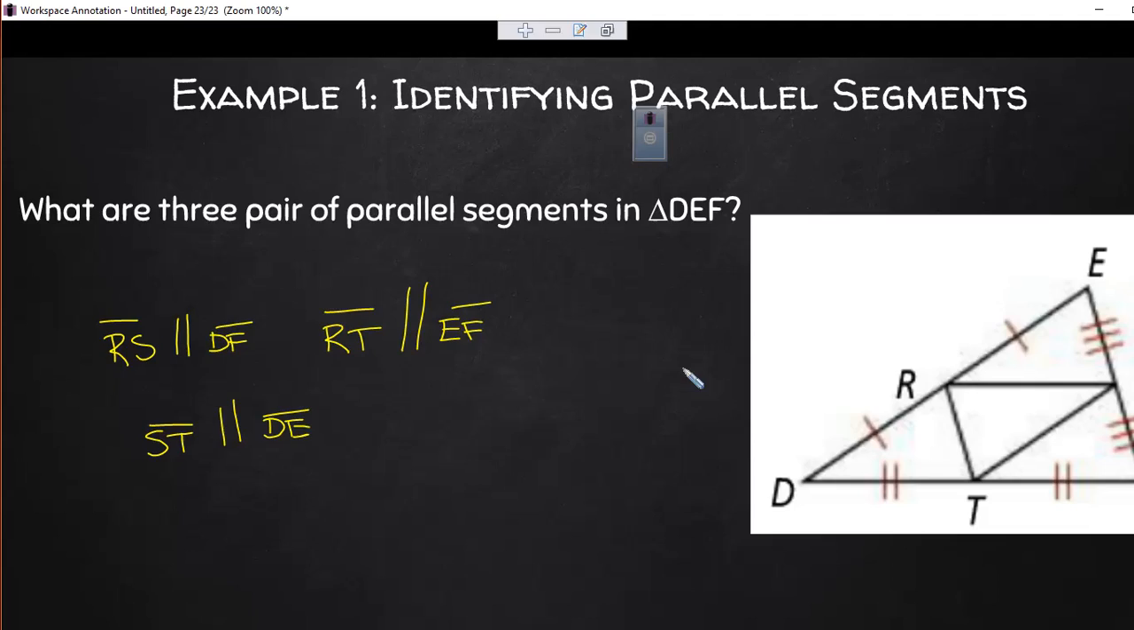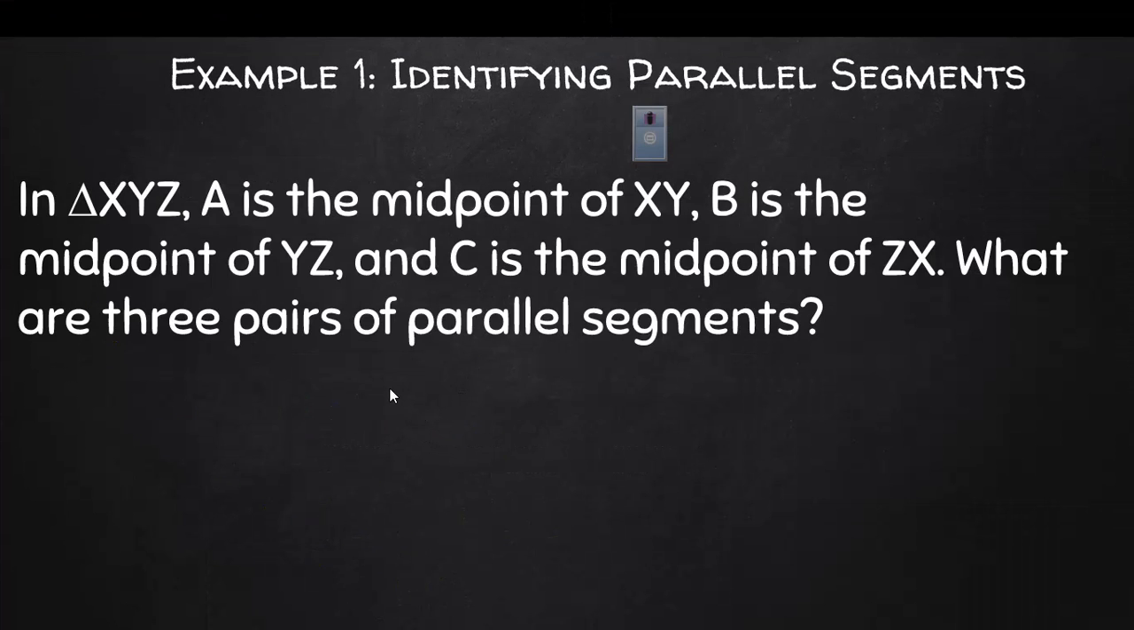All right, you guys try this next one. In triangle XYZ, A is the midpoint of XY, B is the midpoint of ZY, and C is the midpoint of ZX. What are three pairs of parallel segments? First start by drawing this figure, putting the correct points in the right location, and then identify the three parallel segments. Pause your video and come back and check your answer when you're done.